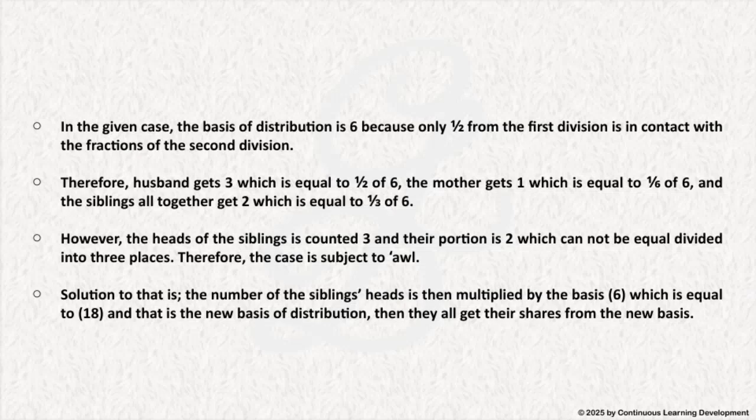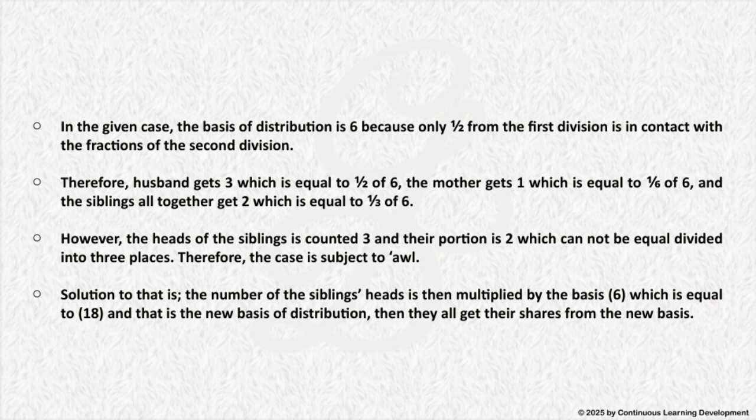Let's look at the key points here. In this case, the basis of distribution is 6. This is because only half of the first division is in contact with the fractions of the second division. So, when we allocate the shares, the husband receives 3, which is half of 6. The mother gets 1, which is 1/6 of 6. And all the siblings together get 2, which is 1/3 of 6.